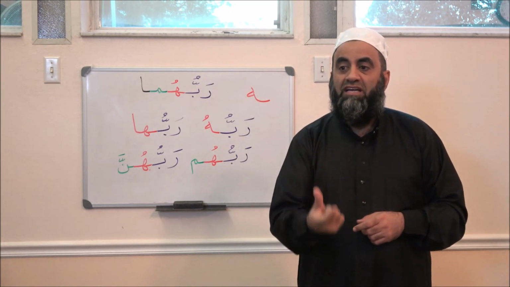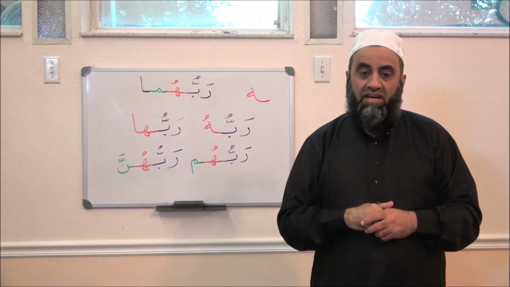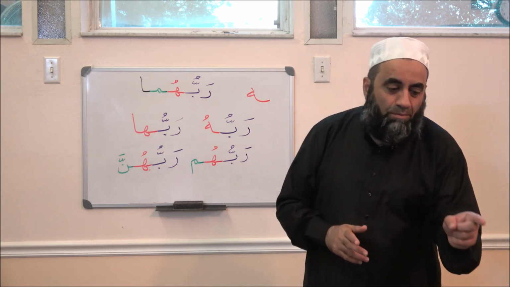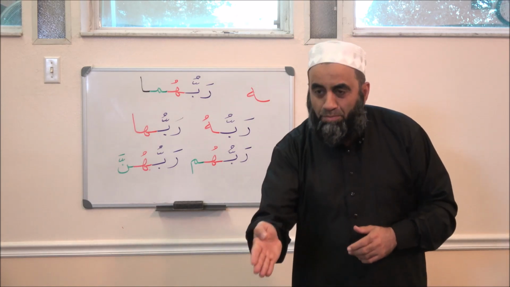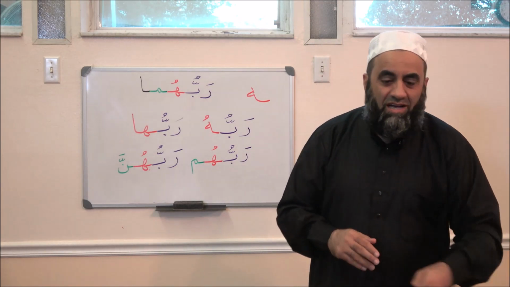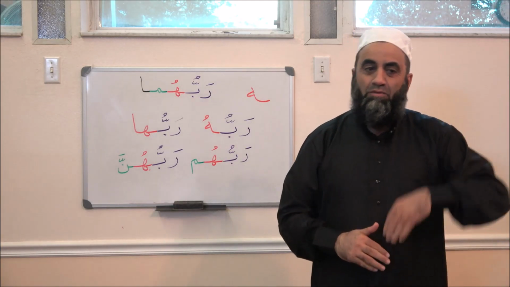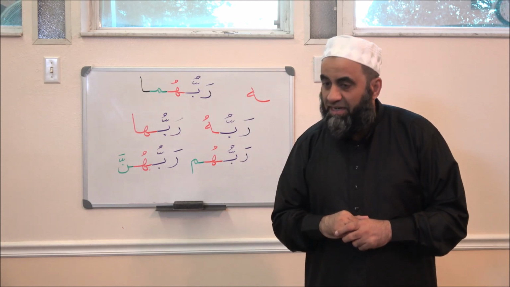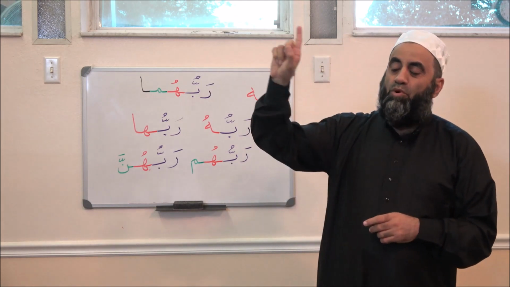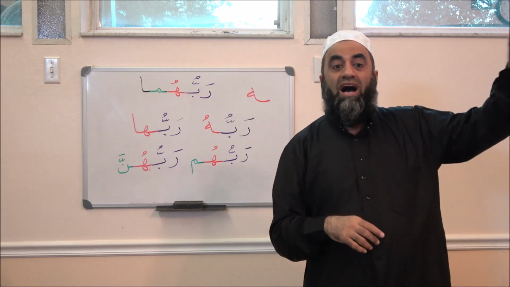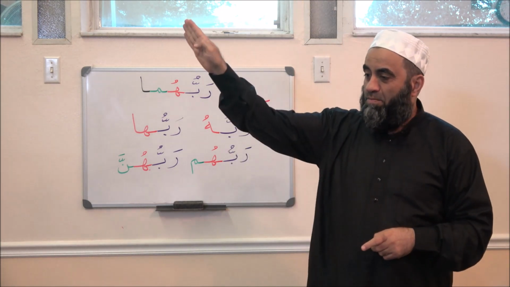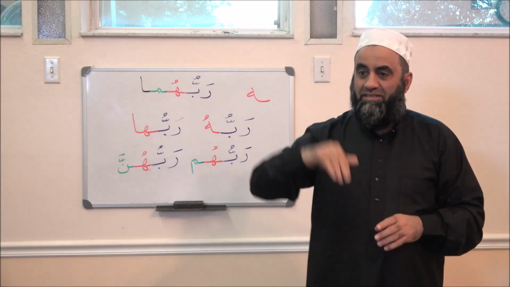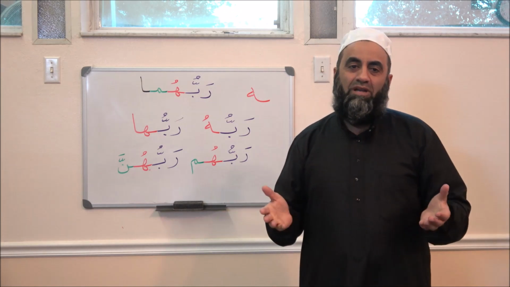Then we went to second person. The basis was the letter kaf. I say rabbuka, rabbuki, rabbukum, rabbukunna, rabbukuma. Then we went to third person, and the basis was the letter ha. So I say rabbuhu, rabbuha, rabbuhum, rabbuhunna, and rabbuhuma.